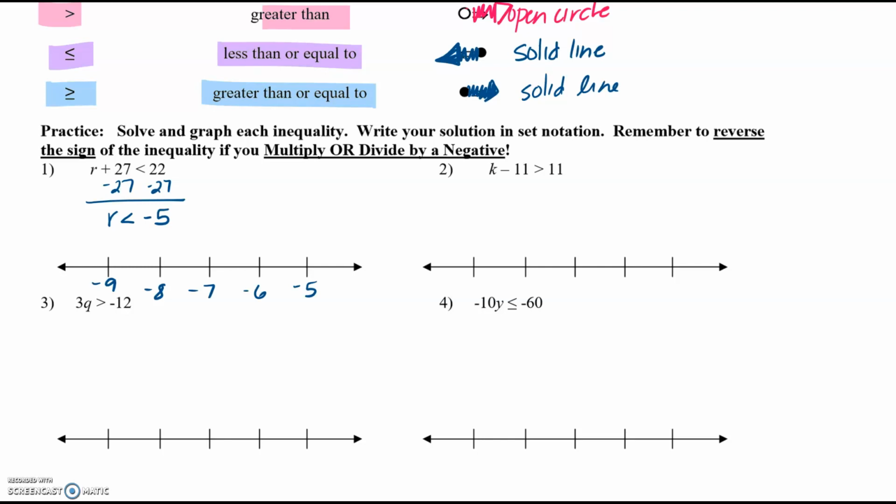Your graph, remember, does not have to start at 0. You can go by 2s, you can go by 5s, you can go by 10s, just as long as you're consistent throughout each interval that you're marking. Open circle, and I'm graphing everything in this direction. And that's all we do for that, okay?